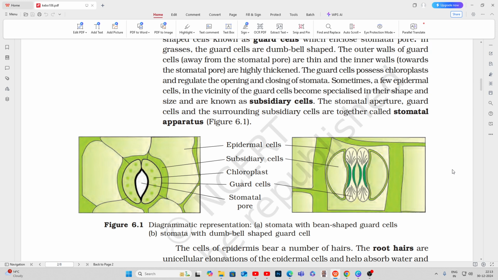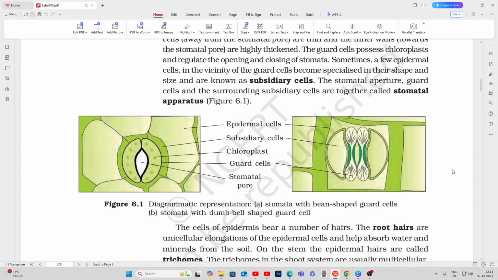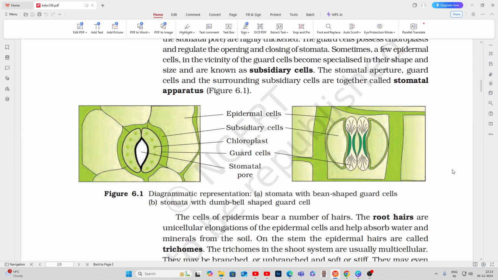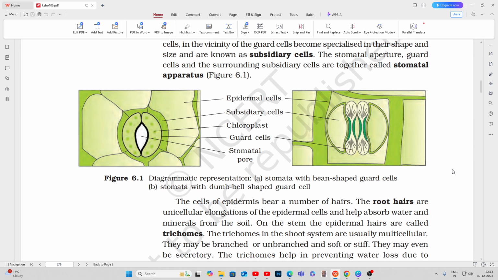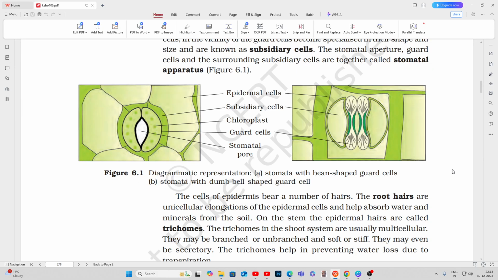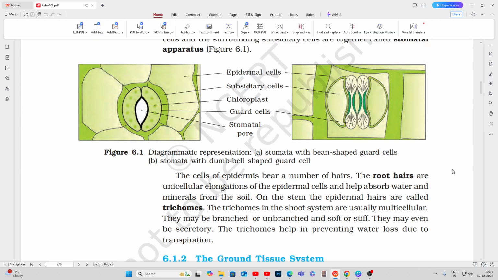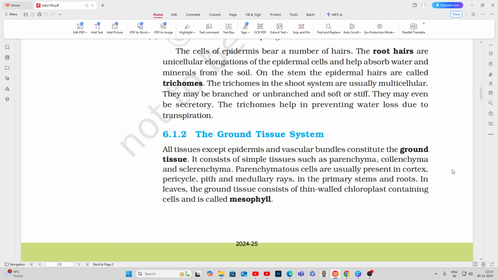Sometimes, a few epidermal cells in the vicinity of the guard cells become specialized in their shape and size and are known as subsidiary cells. The stomatal aperture, guard cells, and the surrounding subsidiary cells are together called the stomatal apparatus, Figure 6.1. Figure 6.1 diagrammatic representation. A. Stomata with bean-shaped guard cells. B. Stomata with dumbbell-shaped guard cells. Epidermal cells. Subsidiary cells. Chloroplast. Guard cells. Stomatal pore.